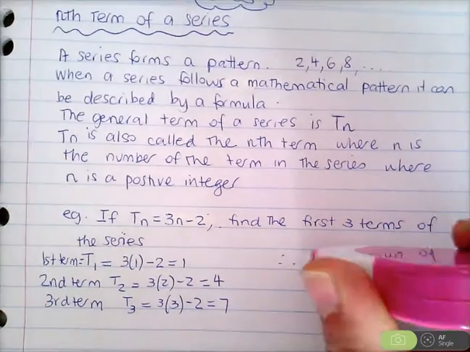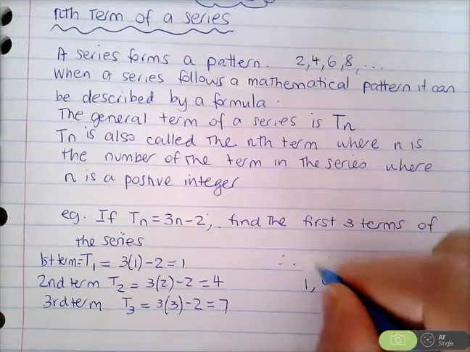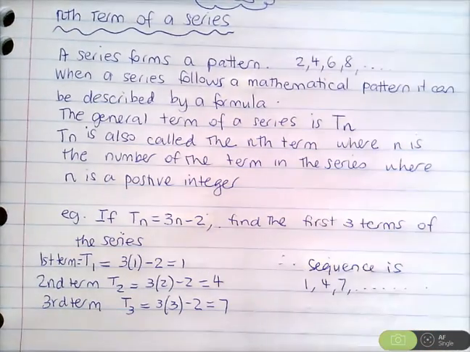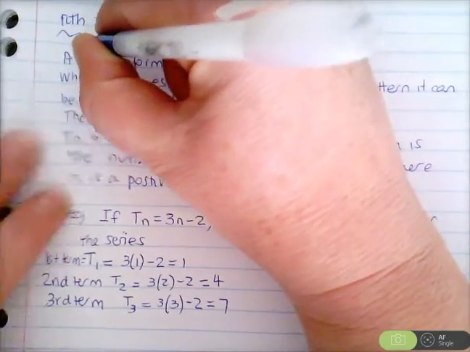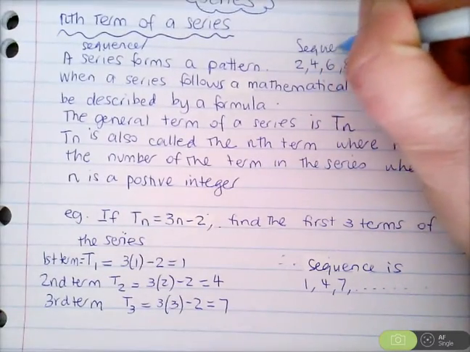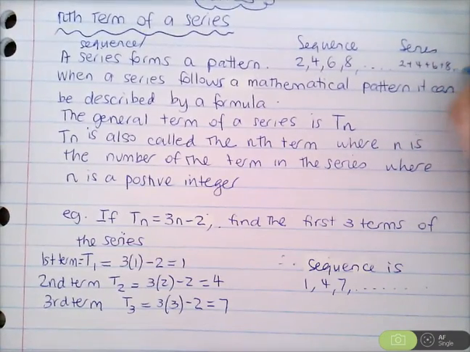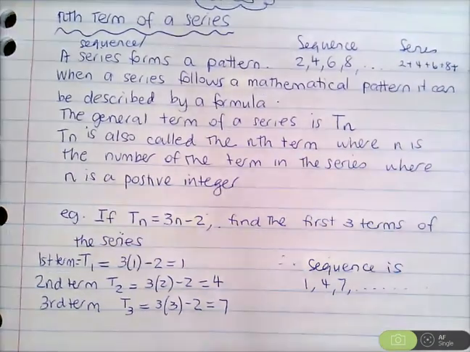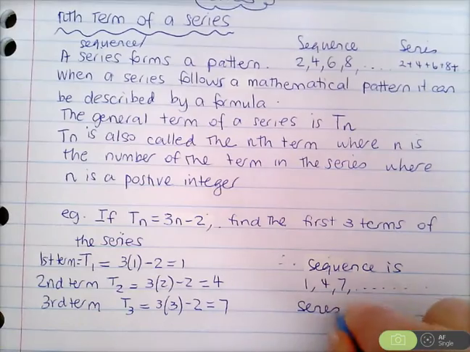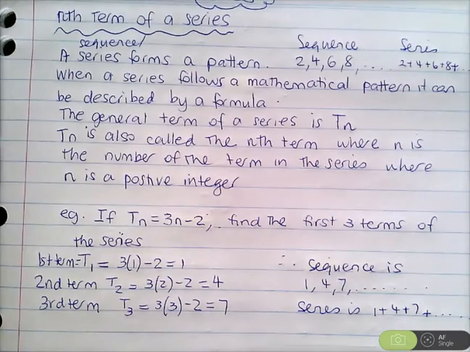There is a slight difference between sequence and series. So the sequence is just a set of numbers. It's 1, 4, 7. So up here, I'm going to put sequence slash series, forms a pattern. That's the sequence there. And the series would be 2 plus 4 plus 6 plus 8 plus ... So the series is the sum of the terms in the sequence. The sequence is 1, 4, 7, but the series is 1 plus 4 plus 7 plus etc. Just that slight difference there in terminology.